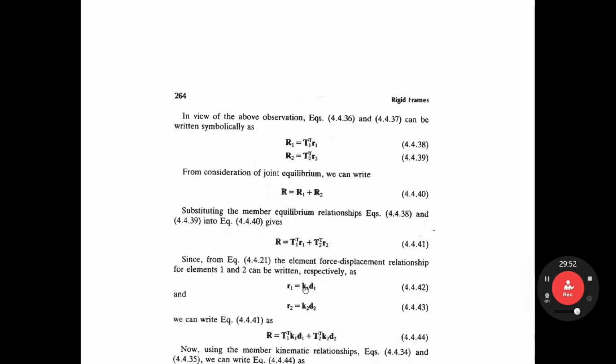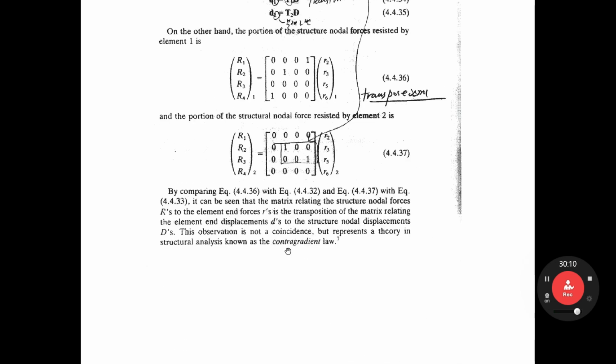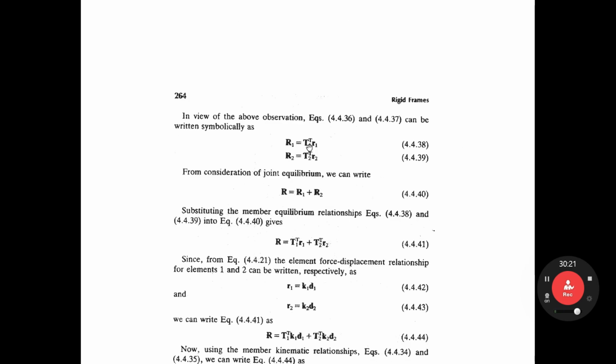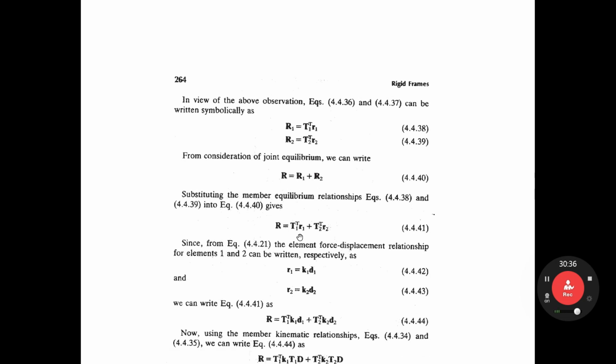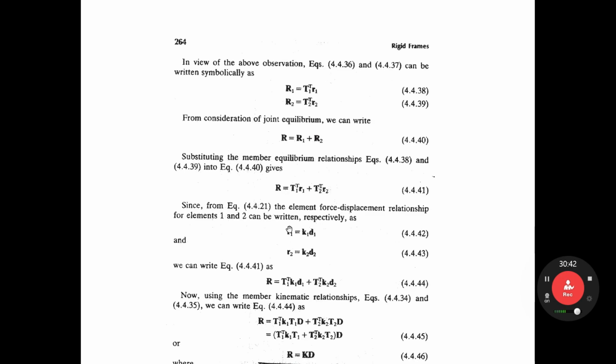I want to see this one together. We can write this R, global coordinate R, and then small r. They have a transpose relationship: T1, transformation matrix transpose. Okay, R1, R2, some relationship. So R equals R1 plus R2. R1 equals T1 transpose small r1, T2 transpose small r2. The small r1 is K1 D1. Small r2 is K2 D2.